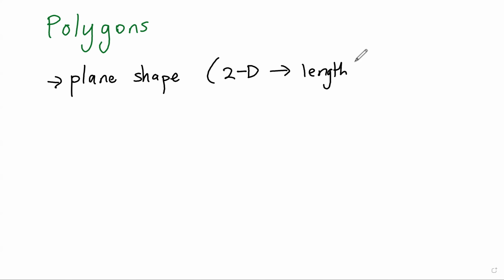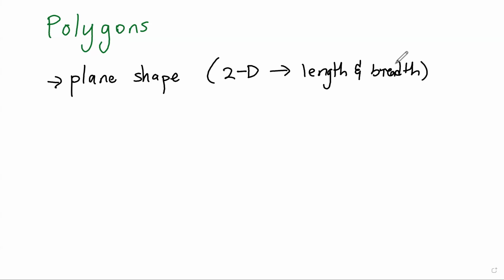So Zara is saying a plane shape. I'm just going to write a few points. It's just a brainstorm, right? Zara says a plane shape, and I want to know what she means by that. What is a plane shape? A 2D shape. A two-dimensional shape, which means that it has only length and breadth.